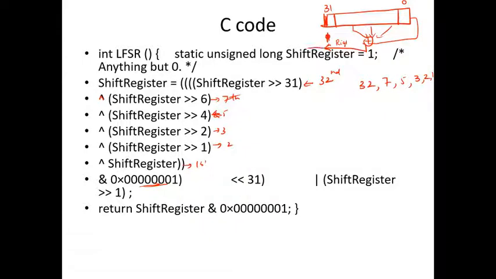Now where should I bring this bit? This bit should be brought to the 31st bit position, or the leftmost position. That's why we are left shifting by 31 bits. So whatever 1 we have in the rightmost position, something like 0, 0, 0, 1 here, should be shifted and brought to the 31st bit position, the leftmost bit position. That's what we are doing here.